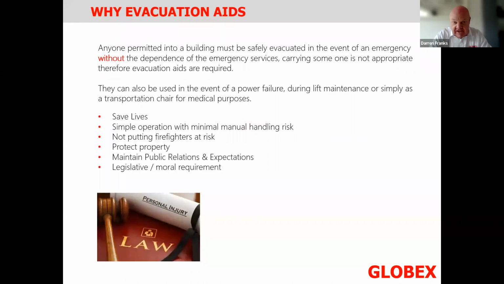So back to why evacuation aids. We'll all know walking down the stairs, no win, no fee. Carrying someone out of a building isn't appropriate in this day and age. So as you can see from the bullet point list there, obviously they save lives, so we can get people out of the building. You'll see hopefully by the end of this, and some of you will be familiar with the equipment anyway, that there's simple operation. There is minimal manual handling, which is why it's so important.